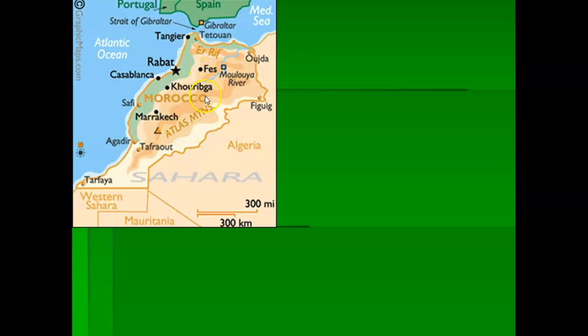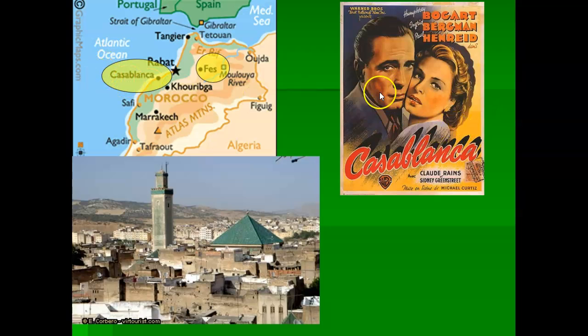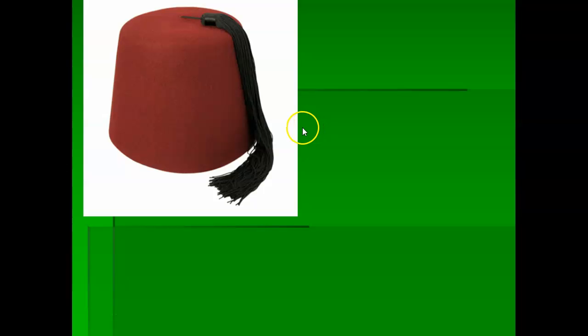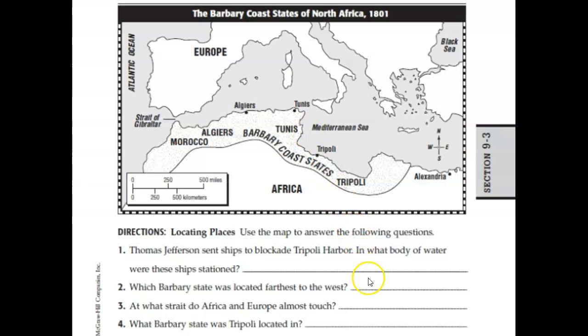Fez, maybe some recognize Fez. No, not that Fez. Fez is actually an old town here in Morocco, named for what's most popular, the style of hat, but perhaps some of you have heard of Casablanca, a famous movie back in the 40s. Fez is also a style of hat of the men of that town. All right, let's get to the next one.